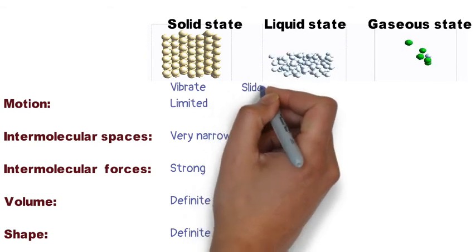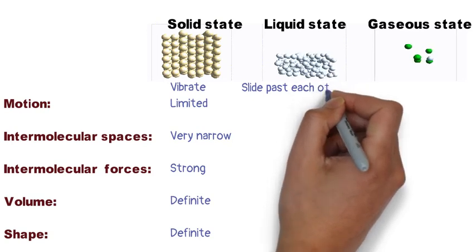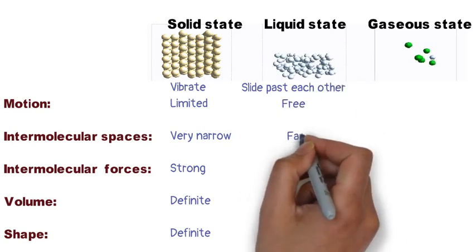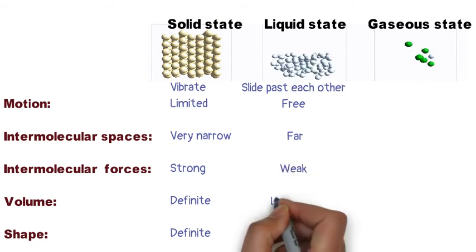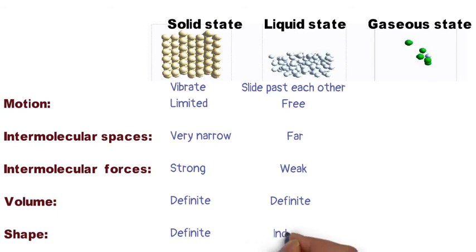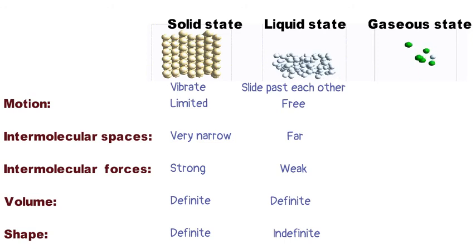While the liquid, as we see here, slides past each other, or its motion is free. The intermolecular space is far, while the intermolecular force is weak, and it has definite volume and indefinite shape. That means the water takes the shape of the container.